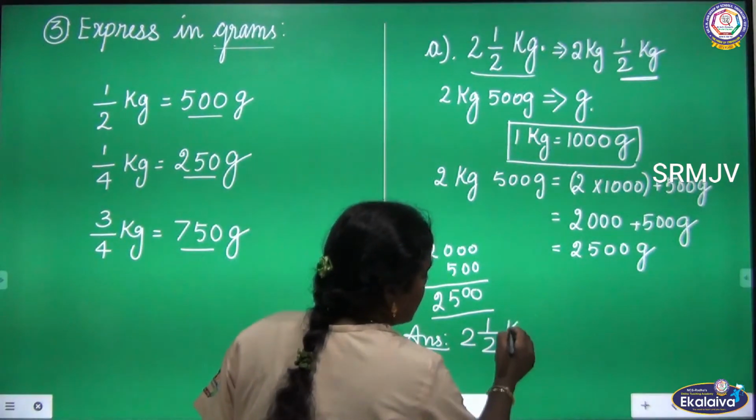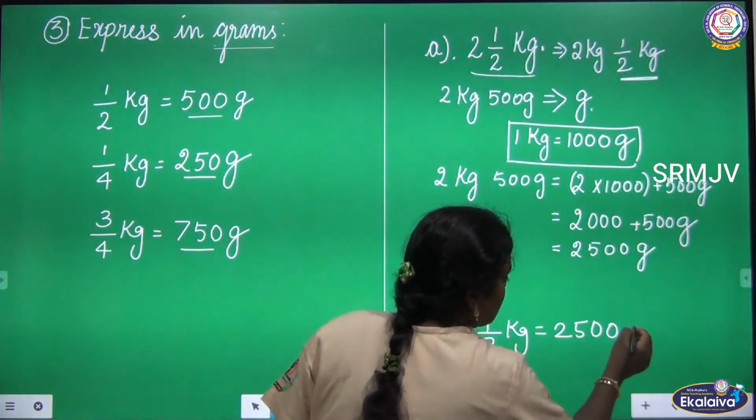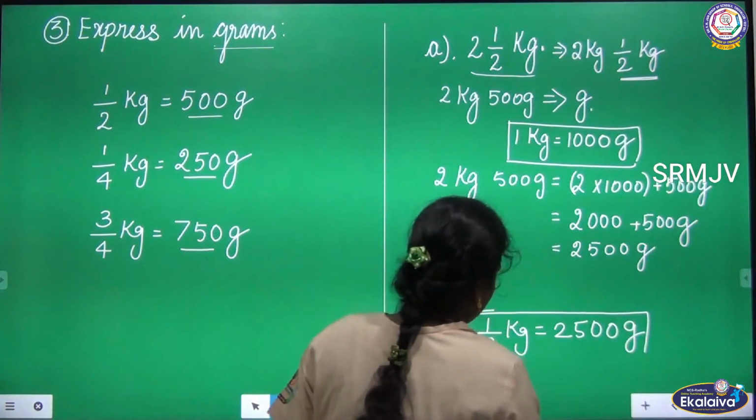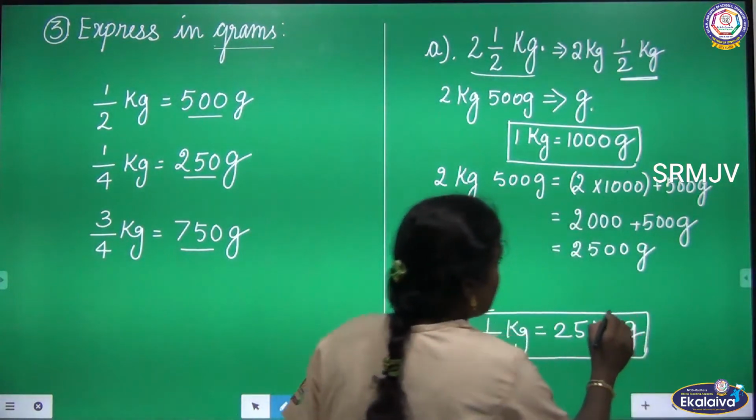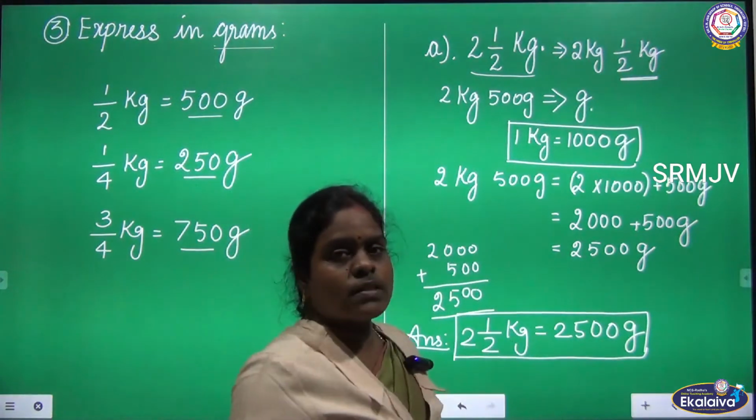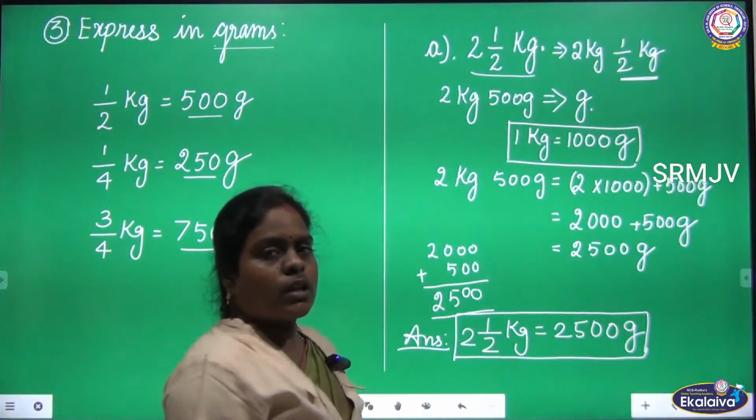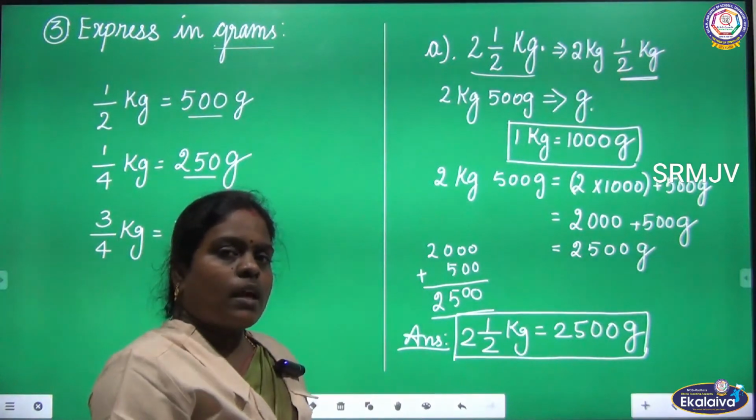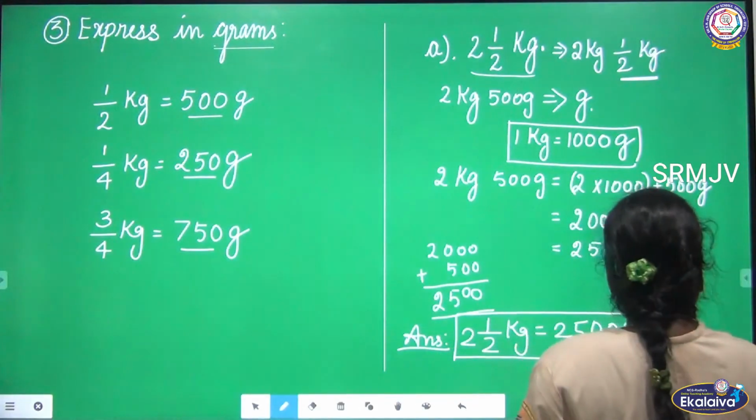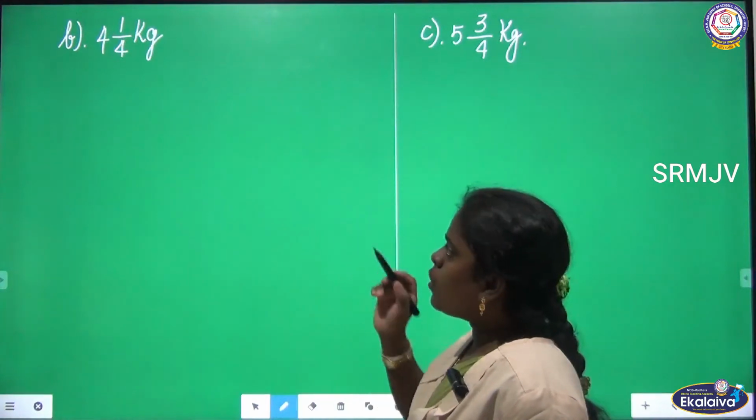2 1/2 kilogram equals 2500 gram. If the measurement is given in the fraction, first you have to split into kilogram and gram and then follow the steps which we used earlier. So now look at the next question.